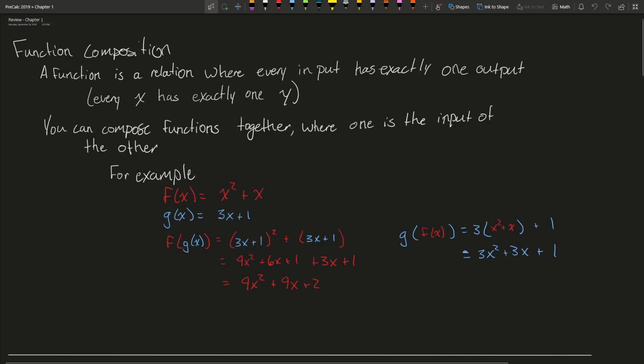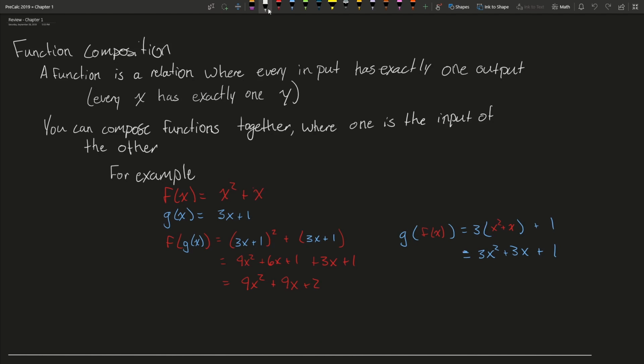In this video, I just wanted to review some of the stuff that we went over in Chapter 1. The first thing we did was function composition. So you can read all the white on your own, but what function composition really is, is using a function as the input of another.